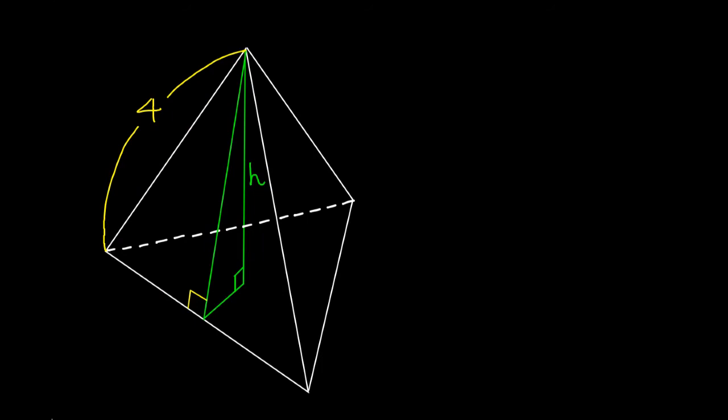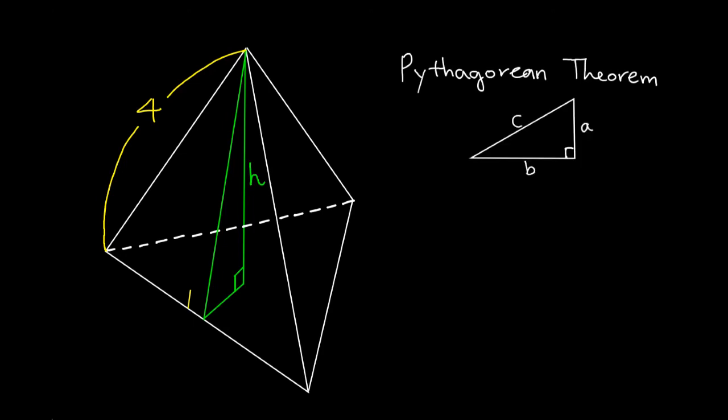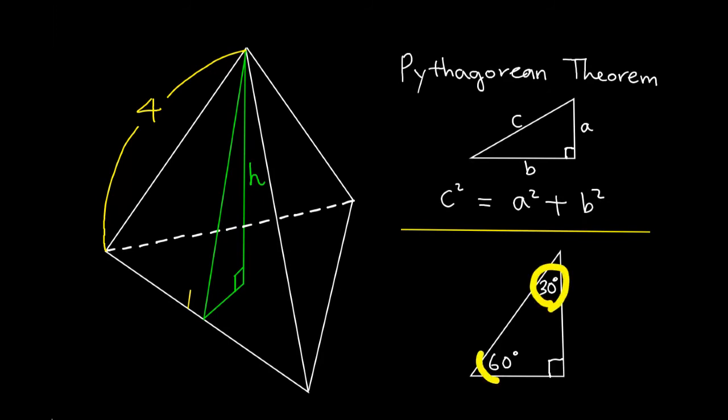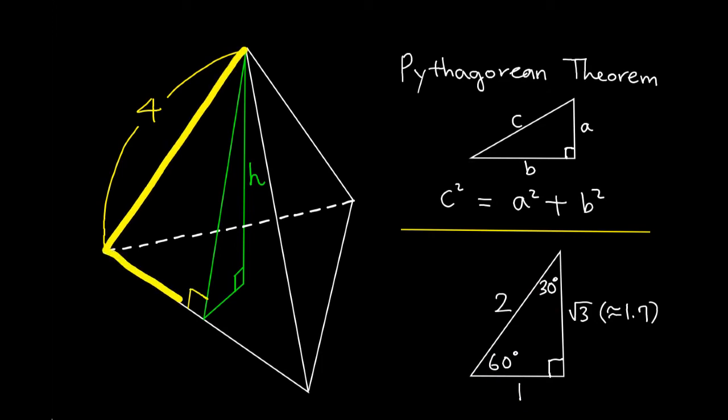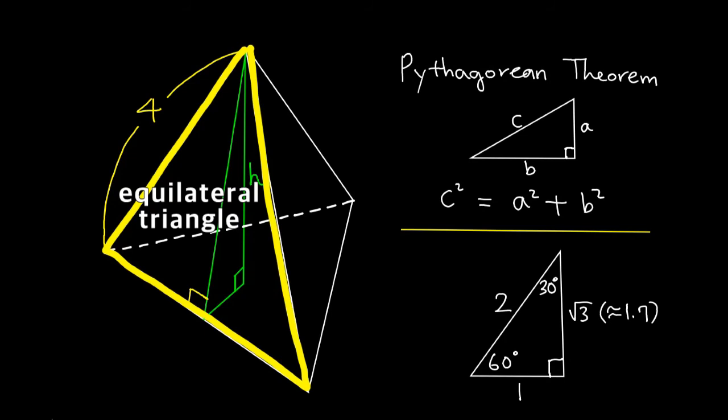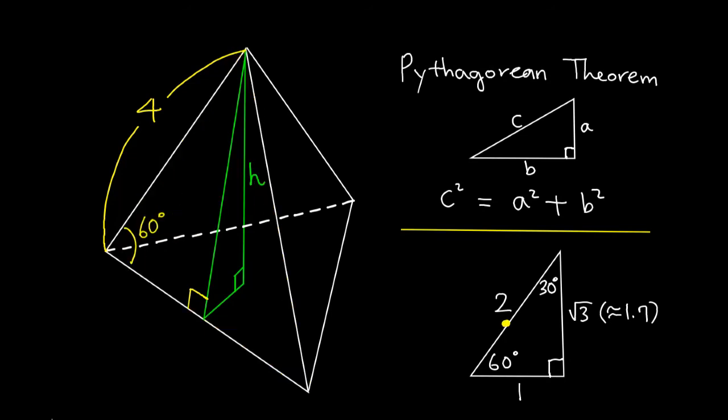And we're going to use 2 important ideas about right triangles. One of them is the Pythagorean theorem, which states that the square of the hypotenuse equals the sum of the squares of the legs. And the other idea is that when you have a right triangle with 30 degrees and 60 degrees, the ratio of the sides is 1 to root 3, which is roughly 1.7. And the hypotenuse is twice the shorter leg. Now, since each face of the pyramid is an equilateral triangle, we know that this angle will be 60 degrees. So using this ratio, we know this is 2, which is half of 4 anyway. And using this ratio, we can find that this is 2 root 3.